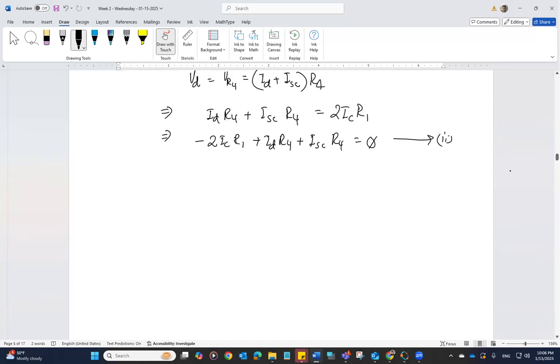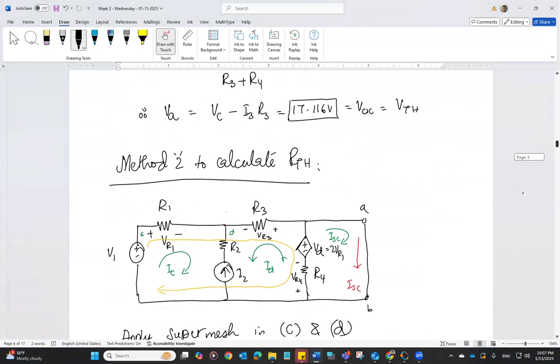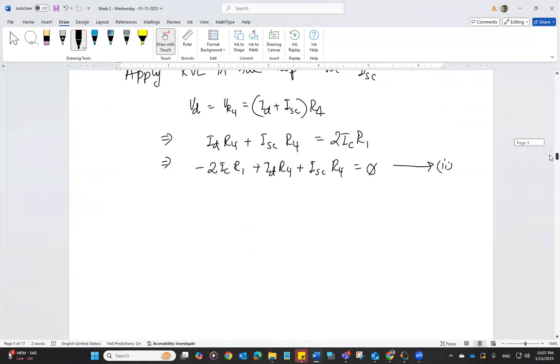And the final equation: since we have 3 unknowns and we have 2 equations, we have to write the final equation for the third unknown. That final equation is going to come from the common branch where the current source is present. That current source is equal to the sum of ID and IC, but in the opposite direction, because ID and IC are flowing in the direction opposite to I2. So I2 will be equal to negative ID plus IC.